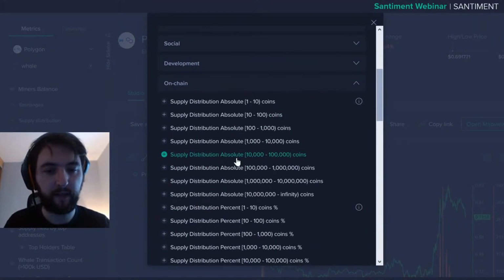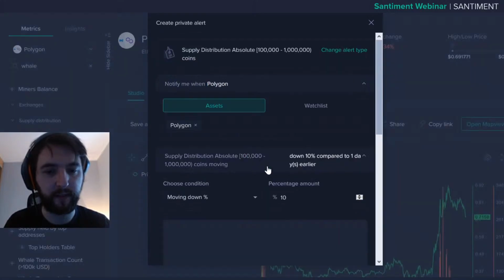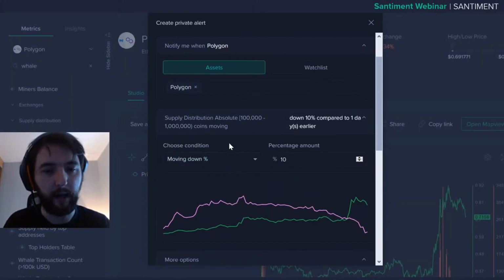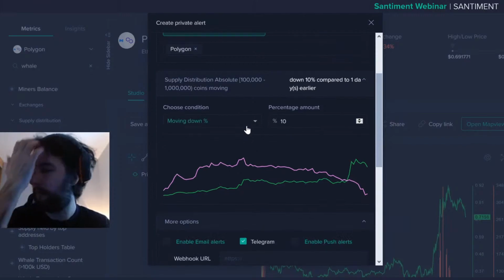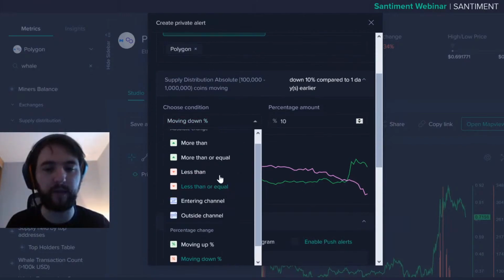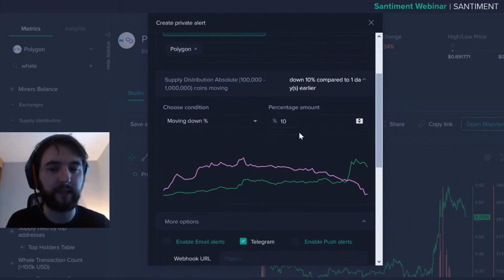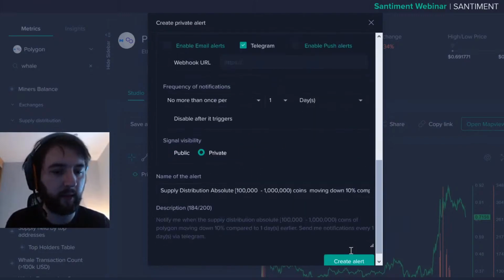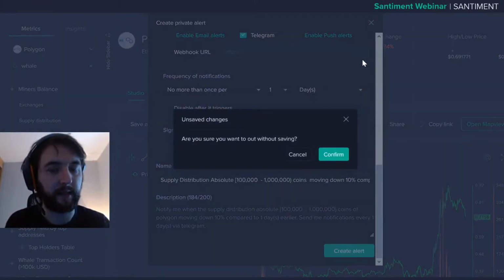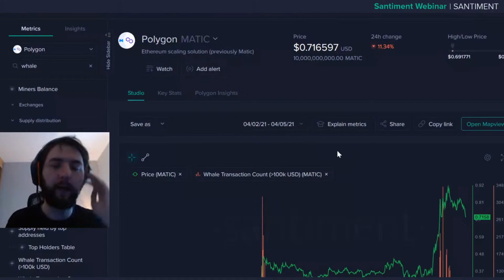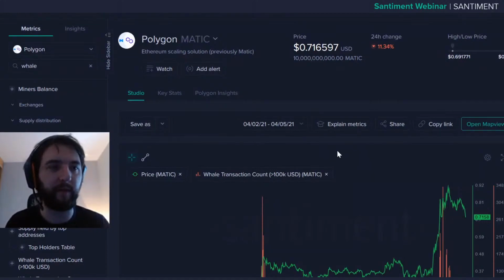On-chain supply distribution, let's say we found this group of addresses that we thought was very interesting. Let me know the next time the supply, the amount of Matic being held by this group of addresses, moves down by 10%, because it might suggest a period of profit taking by this group of addresses, and you can create an alert for this as well. So those are the three types of different metrics that we wanted to cover today.